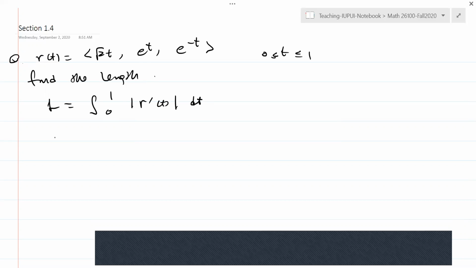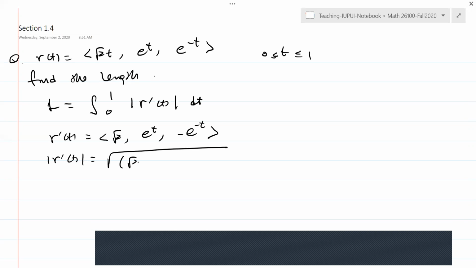Now, you have to find the derivative as the next step. So you differentiate, and it's going to be square root 2, e to the t, negative e to the negative t. Okay, that's the derivative. Then your next step, you find the length. It is going to be square root of 2 squared plus e to the t squared plus negative e to the negative t squared.